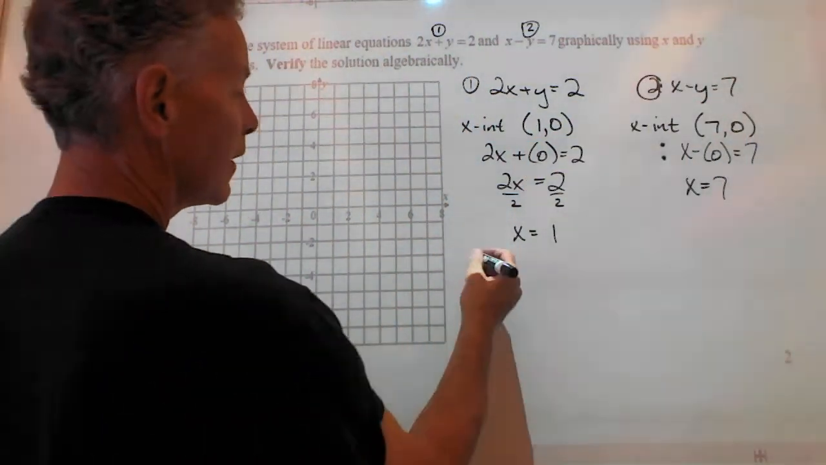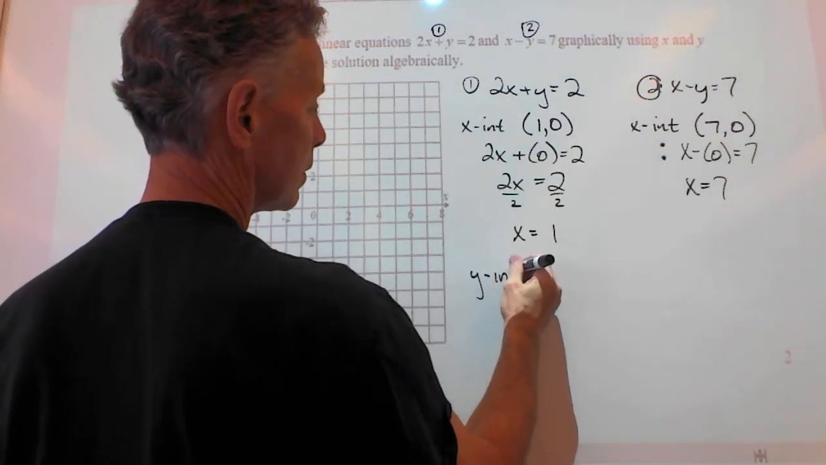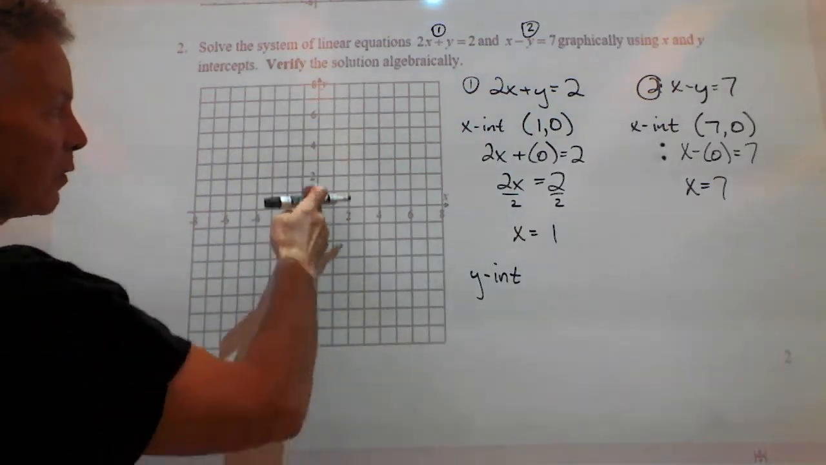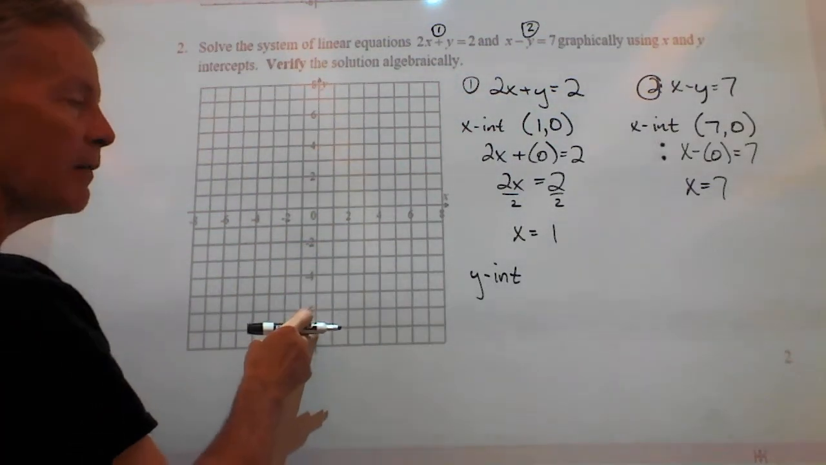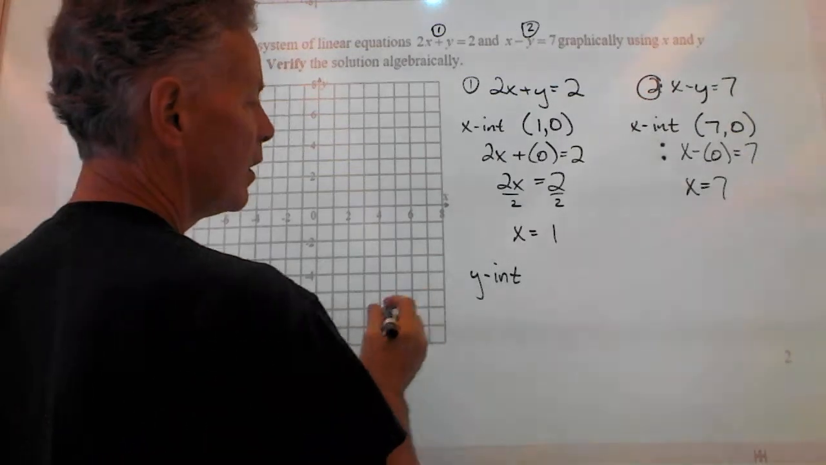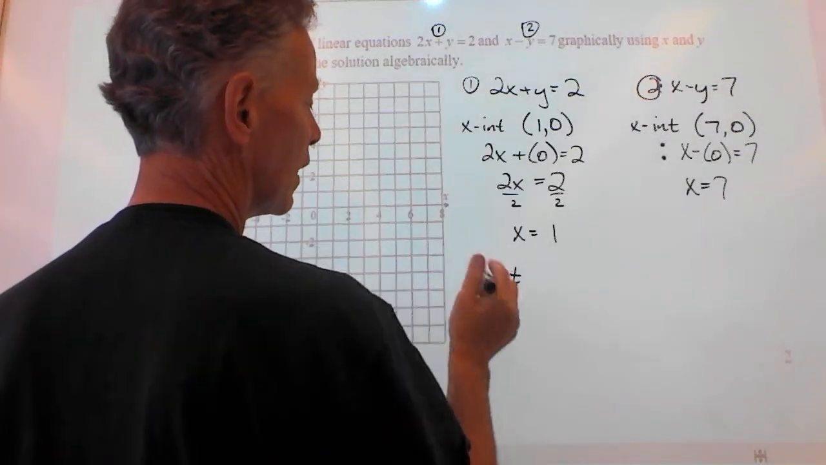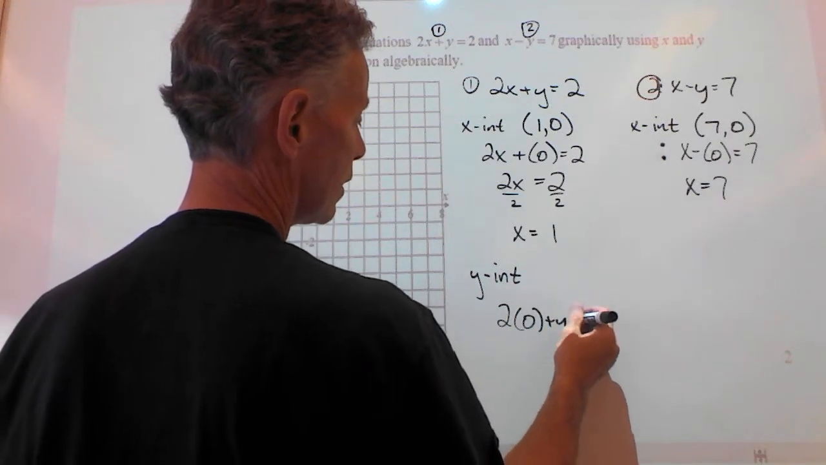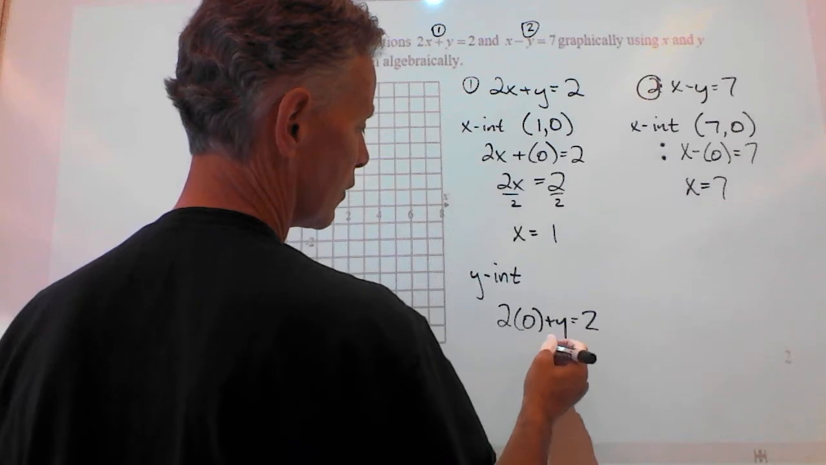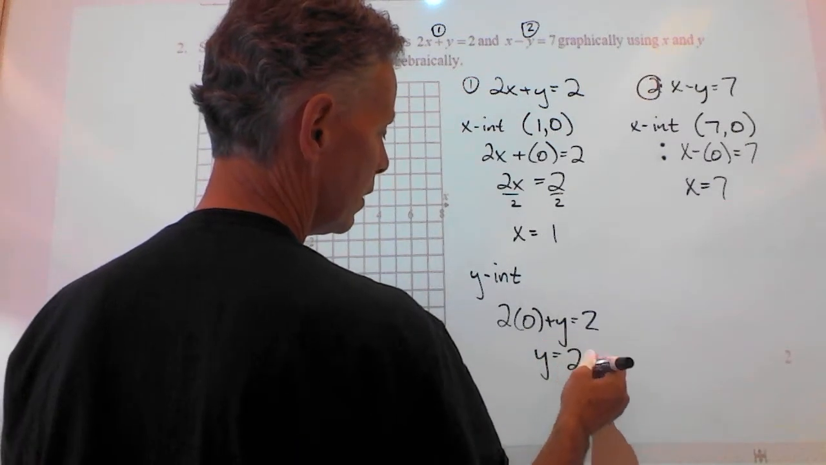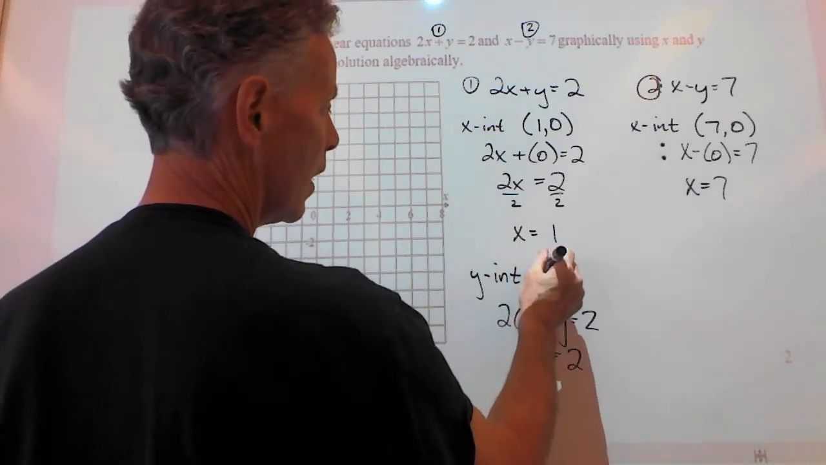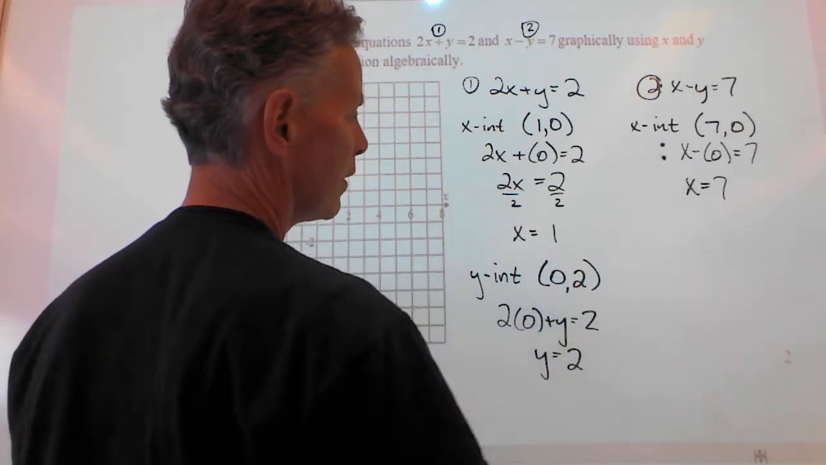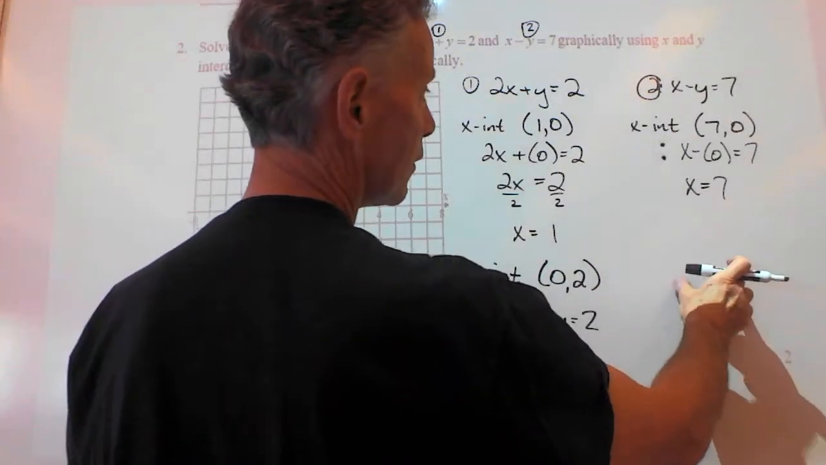Okay, let's find our y-intercept. Remember, for the y-intercept, it's intersecting with the y-axis, so it will have an x-coordinate of 0. So we sub in 0 where we see x, and this becomes 2 times 0 plus y equals 2. 2 times 0 is 0, so we end up with simply y equals 2, and our y-intercept this time is at 0 and 2.